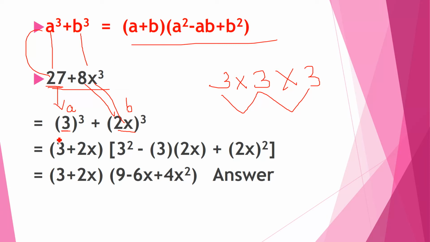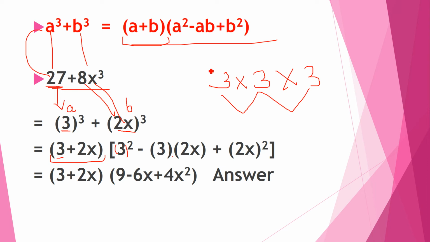What is a? A is 3. We will write 3 plus b, right? B is 2x, so plus 2x. So we have solved this part. This is 3 plus 2x. Now come to the second part. It is a square. So a is 3, right? So you can make a parenthesis here. A square minus ab. What is a? A is 3 and b is 2x. So minus 3 multiplied by 2x.